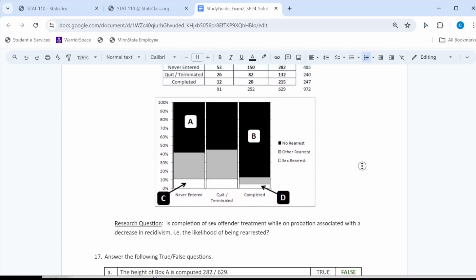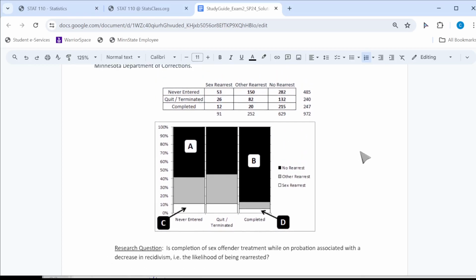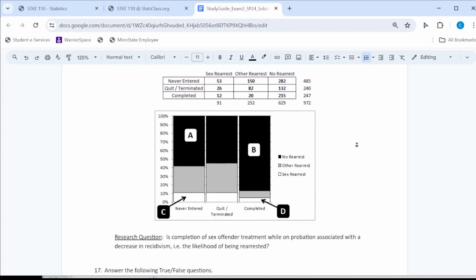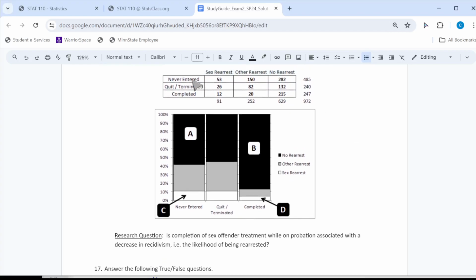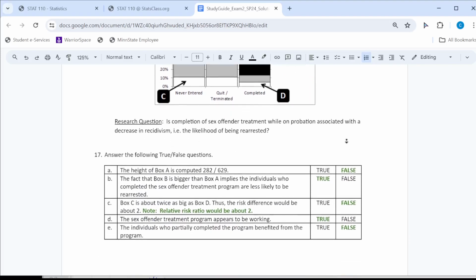The height of box A is computed by 282. The height of box A is going to be the never entered group, and that's no rearrest. So that's going to be 282 divided by 485. So these are row percentages in here. We don't use this 629 number at all down there. Again, we're kind of looking at three different buckets here: the never entered bucket, the quit terminated bucket, and the completed bucket.